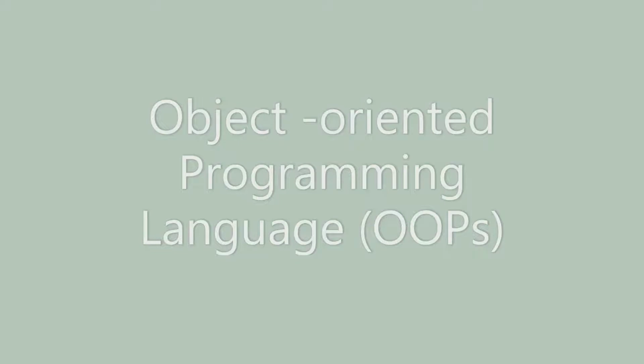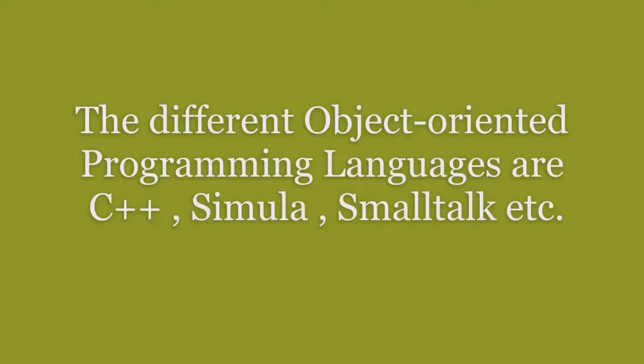Object-oriented programming is a programming language model organized around objects. There are many languages which are based on object-oriented programming, that is C++, Simula, and Smalltalk, and there are many more languages. So object-oriented programming is a programming language model organized around object. So what is object?